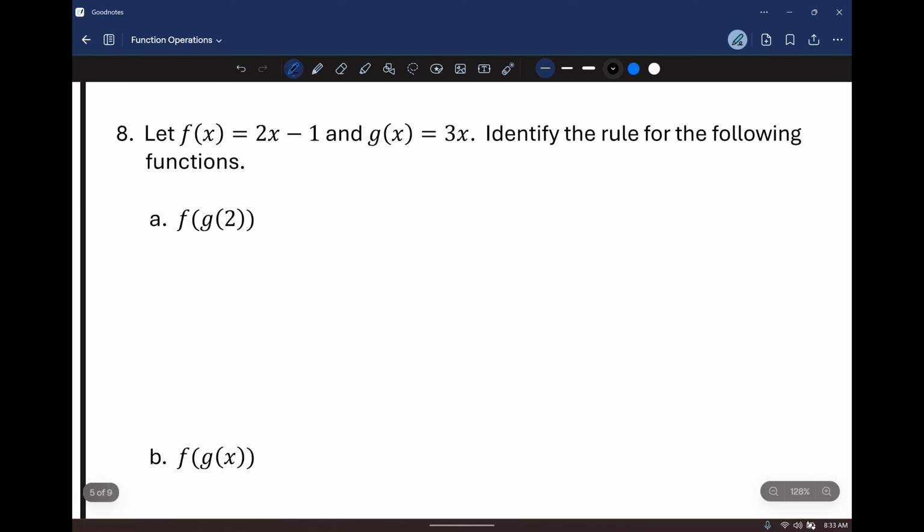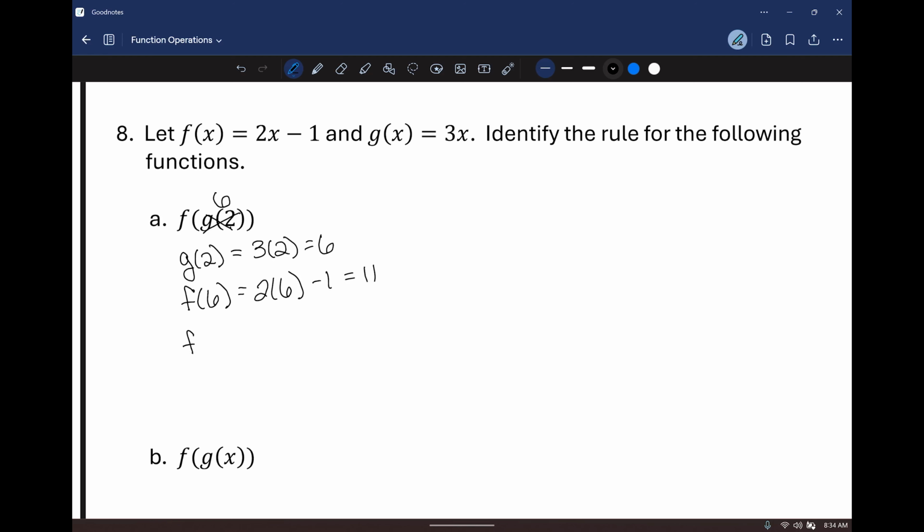So on number 8, we're going to start with g of 2. So I go to g and I plug in 2. So 3 times 2 is 6. So g of 2 is the same thing as 6. Now I'm doing f of 6. So 2 times 6 is 12, minus 1 is 11. So f of g of 2 is equal to 11.